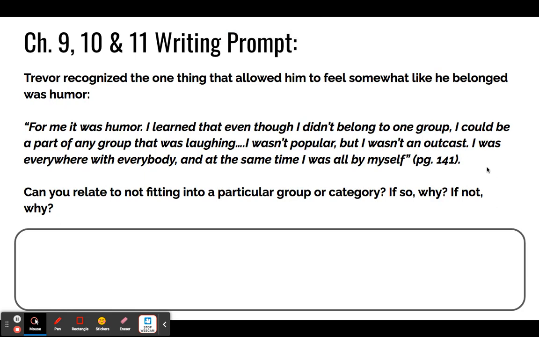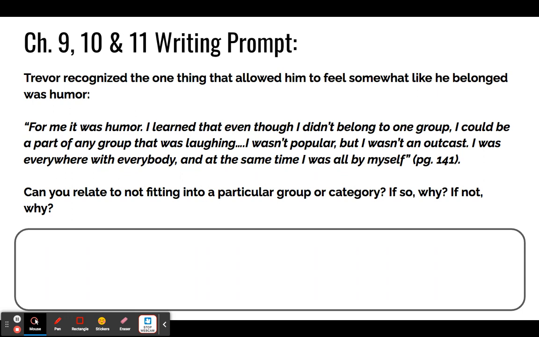All right, the next question. Trevor recognized that the one thing that allowed him to feel somewhat like he belonged was humor. He says, "For me, it was humor. I learned that even though I didn't belong to one group, I could be a part of any group that was laughing. I wasn't popular, but I wasn't an outcast. I was everywhere with everybody, and at the same time, I was all by myself."